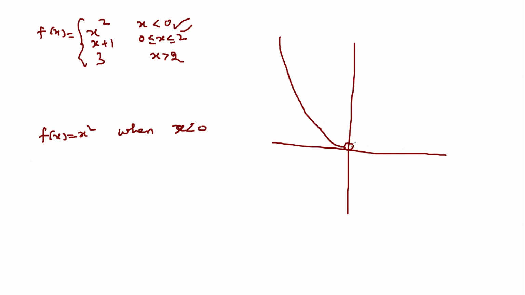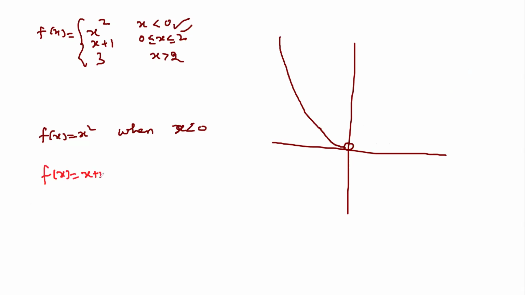Why am I not plotting this? Because x is less than 0. Understood? If the condition is not given, then you can plot the whole parabola. Right? Yes. Now we will plot for the second.